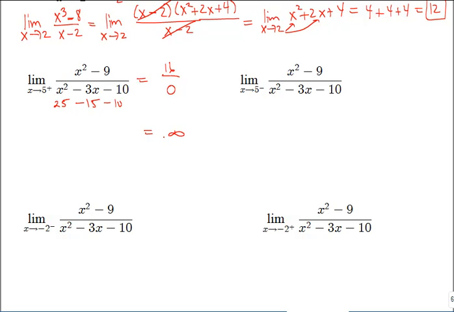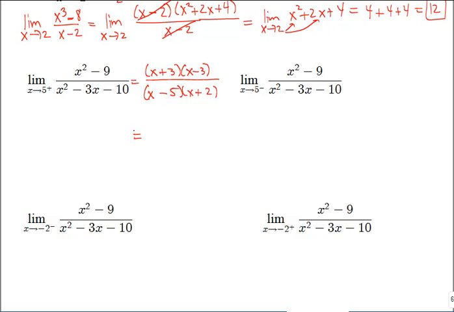Now, deciding the signs on this, I think, is a little bit easier to do if you're looking at the factored form. So I'm going to go ahead and rewrite this in its factored form. The top is that difference of squares, x plus 3, x minus 3. And the bottom is going to be, I need an x and an x, and a 5 and a 2. I need the 5 to be negative and the 2 to be plus to get a negative 3 in the middle. Now, none of these factors match or cancel out, so we don't have that issue going on.